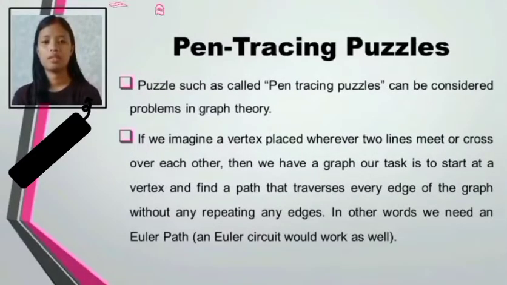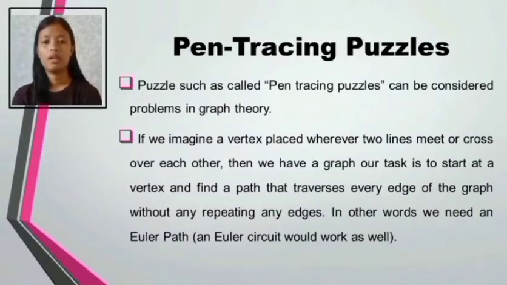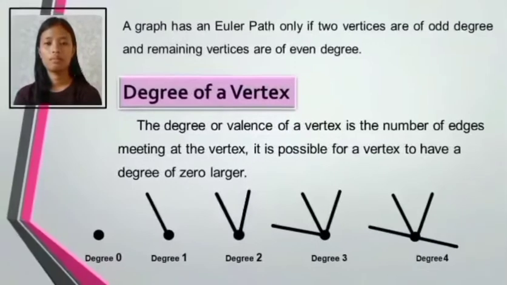Puzzles such as the pen tracing puzzle can be considered problems in graph theory. If we imagine a vertex placed wherever two lines meet or cross over each other, then we have a graph. Our task is to start at a vertex and find a path that traverses every edge of the graph without repeating an edge. In other words, we need an Euler path, and an Euler circuit would work as well.